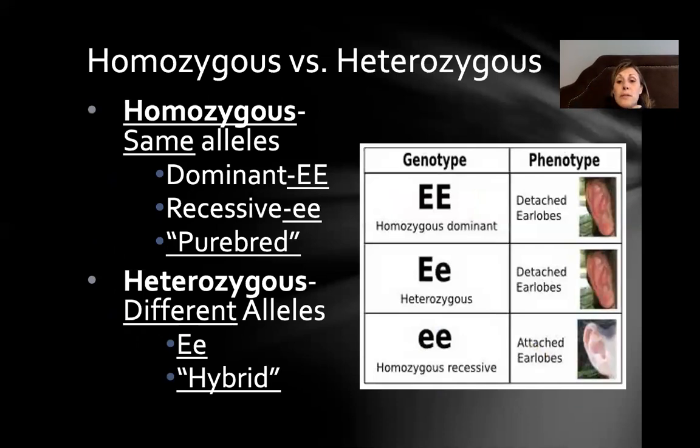Okay, so homozygous versus heterozygous are two other vocab words. Homozygous means you have the same allele. So you could be homozygous dominant for a trait.